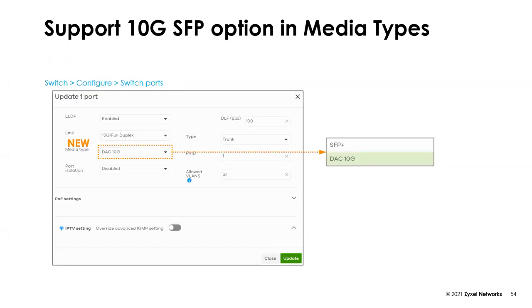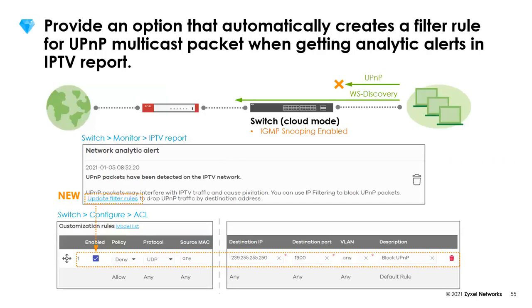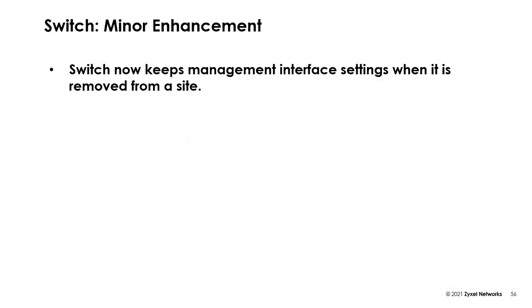Going in here now, we do support and give you the option to switch the media type between the standard 1 gig SFP and 10 gig SFPs. And if you are using our ProPack and you are using it to provide IPTV reporting, we now have an ability here to automatically create the filter rule for those UPnP multicast packets. So we're filtering out the unneeded packets. And then lastly here, a switch, if you remove it from one site, it will maintain its management interface settings when you remove it from the site.